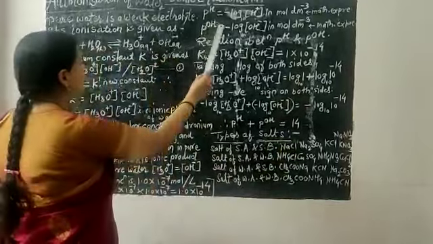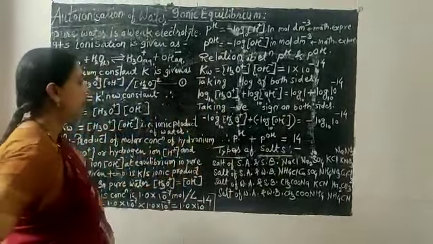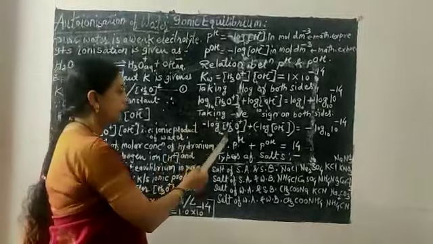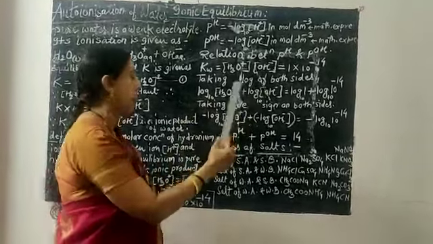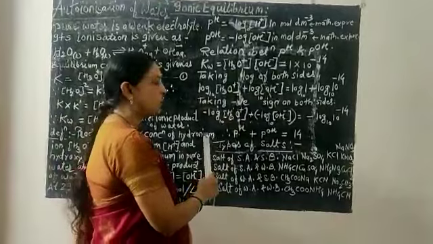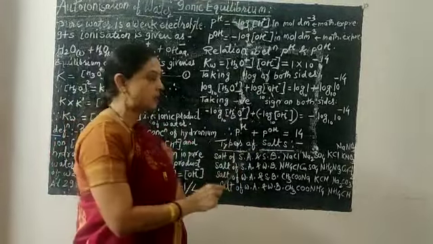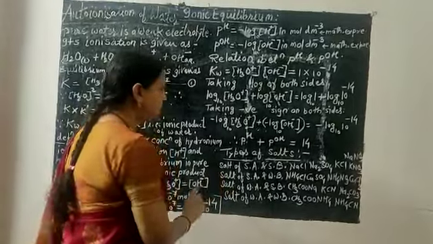So this is all about the H3O plus ions concentration, OH minus ions concentration, pH value and pOH value. And next we have to switch over to the hydrolysis of salts. So first we see here there are different types of salts.